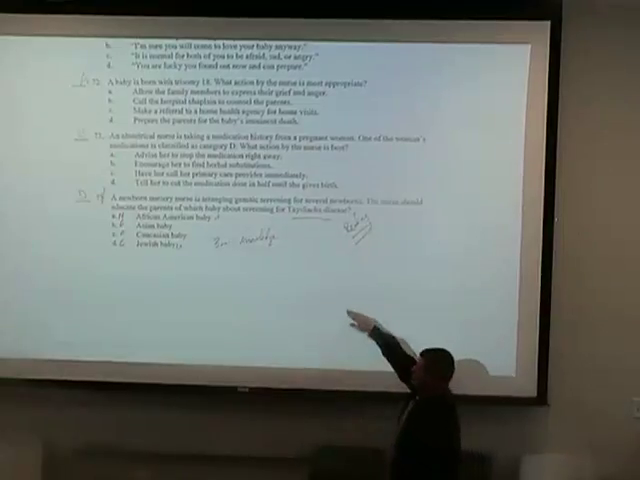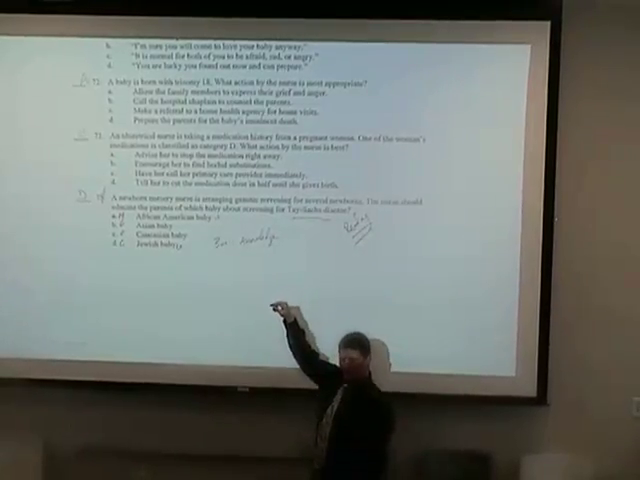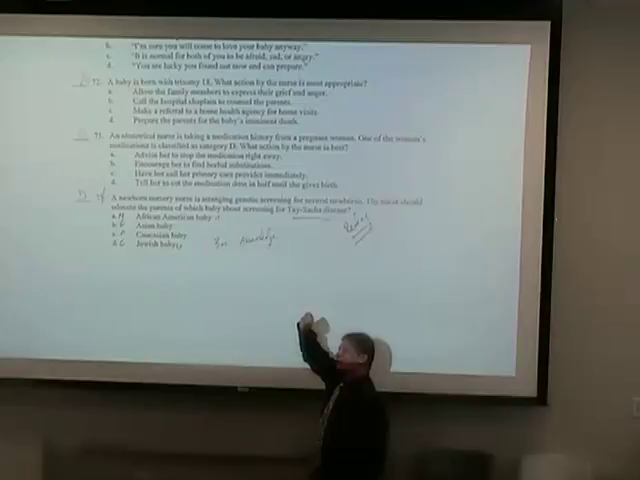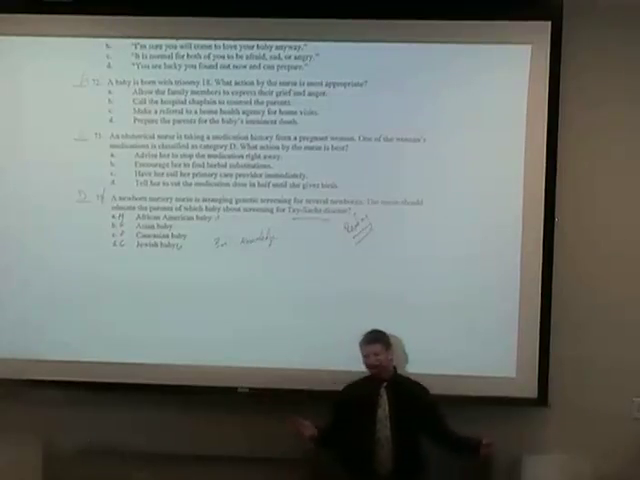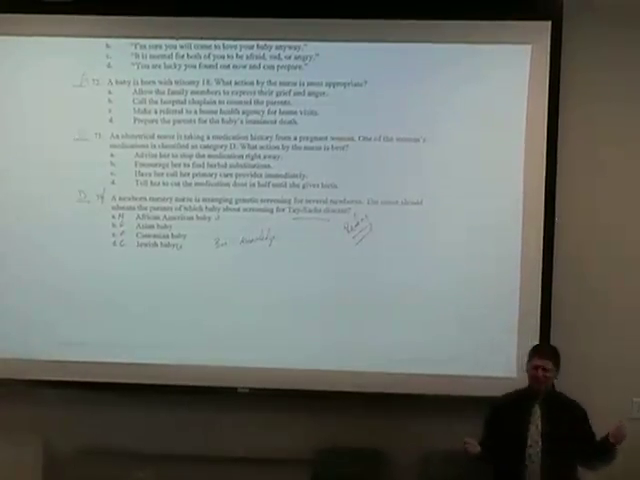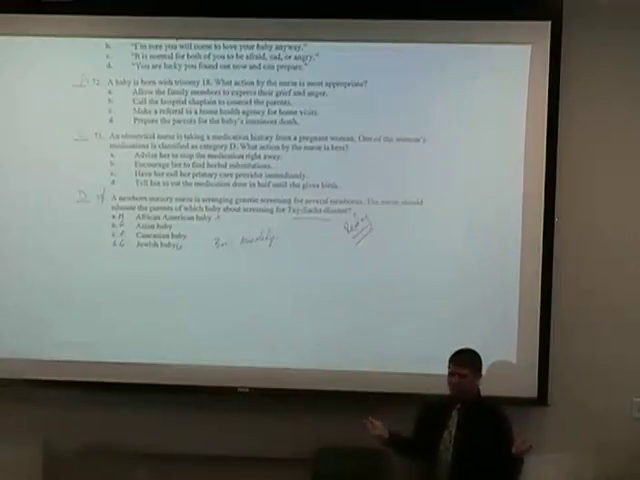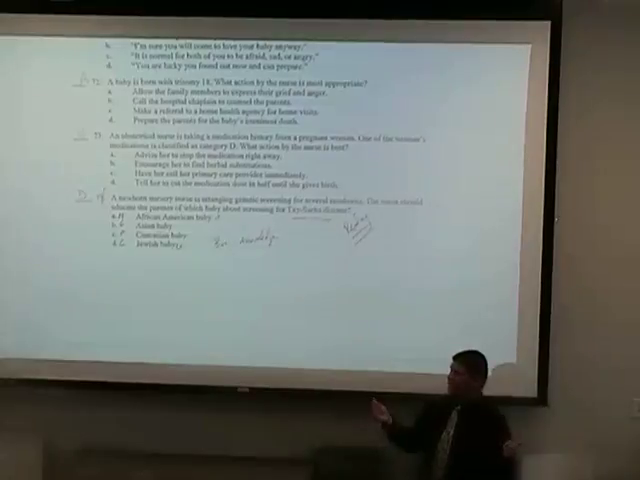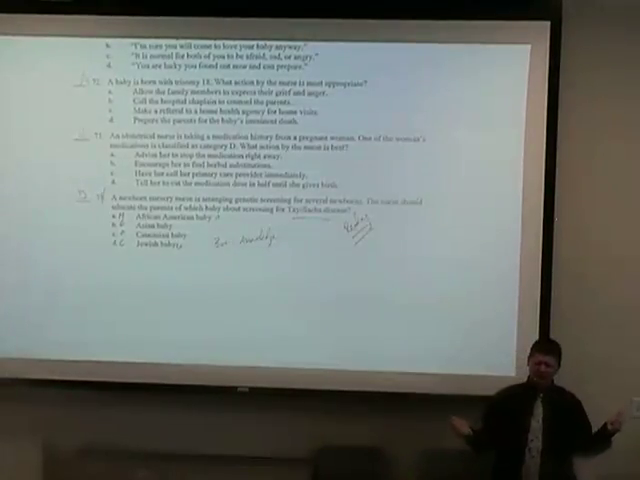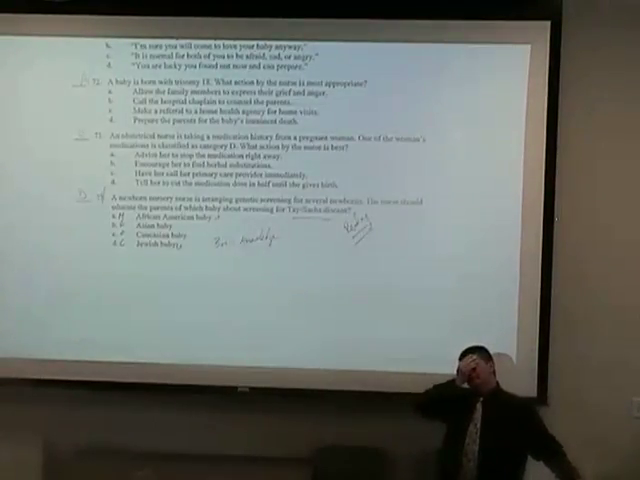Now, by the way, which condition needs to be screened for if you were going to say African American? Sickle cell, right? Good. And here's a good one: who gets thalassemia major and thalassemia minor? Mediterraneans get alpha thalassemia, and Asians get beta thalassemia. Either way, it's not the Jewish.